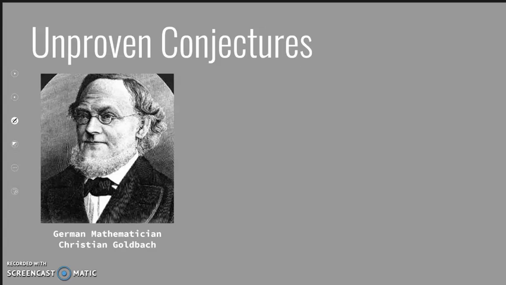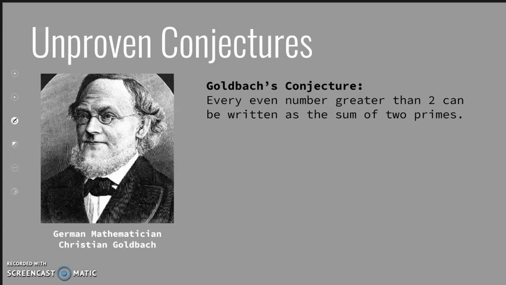Now let's talk about unproven conjectures. Here we have a picture of German mathematician Christian Goldbach. He's famous for a conjecture he made that states every even number greater than 2 can be written as the sum of 2 primes. Well, let's quickly recall that prime numbers are numbers greater than 1 that are only divisible by 1 and itself. So, 2 is a prime number, 3 is a prime number, 5 is a prime number, 7, 11, and we could continue this list further.